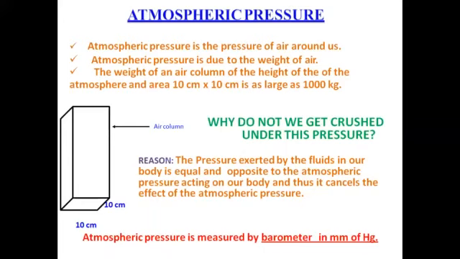The measured value of atmospheric pressure on the surface of the earth is about 10 raised to 5 newtons per meter square. Here you can see that atmospheric pressure is the pressure of the air around us. It is due to the weight of the air. The weight of an air column of the height of the atmosphere and an area of 10 by 10 centimeter is as large as 1000 kg.